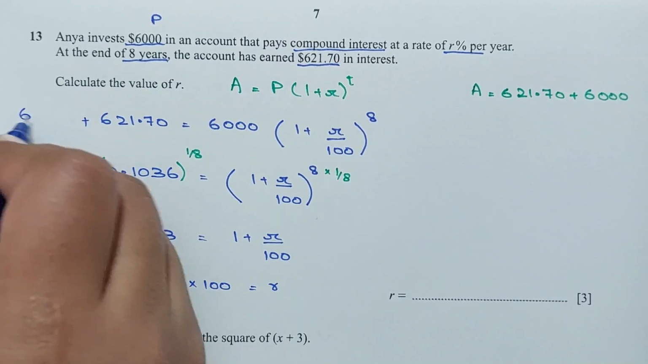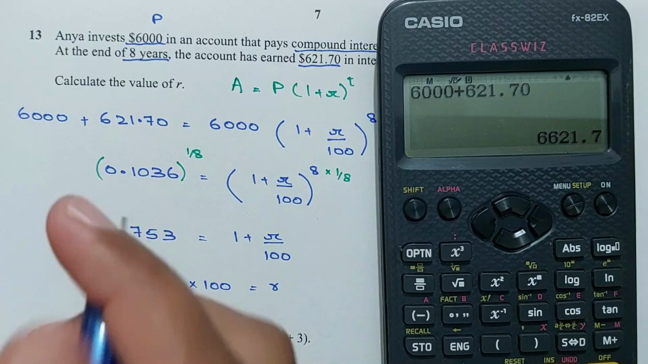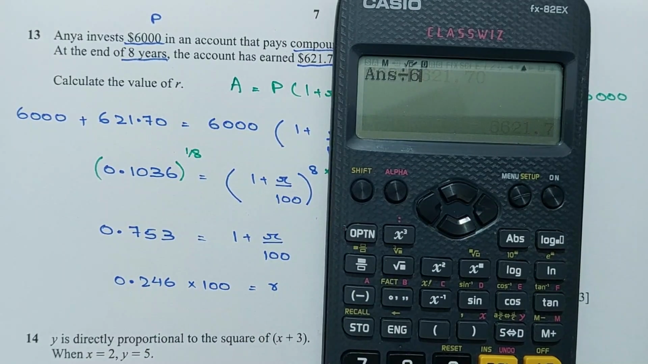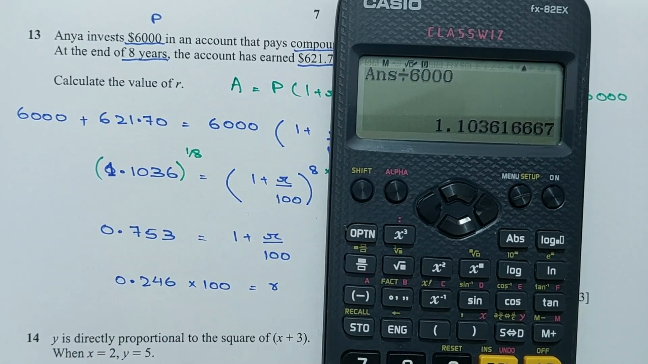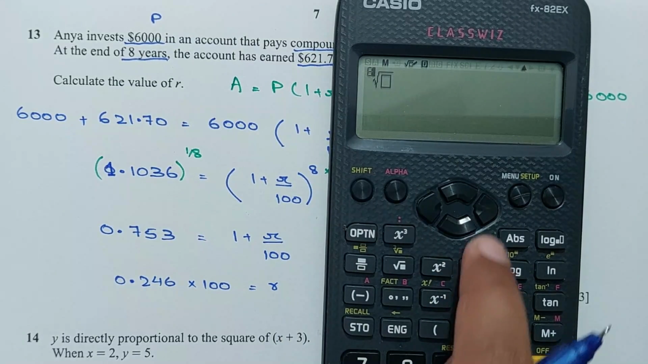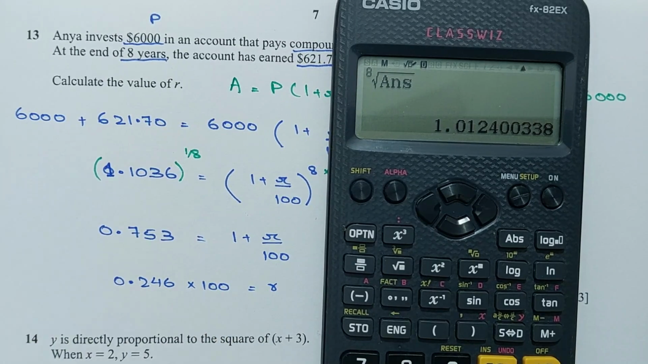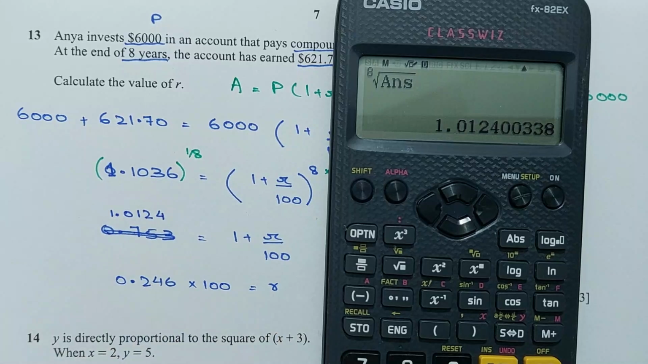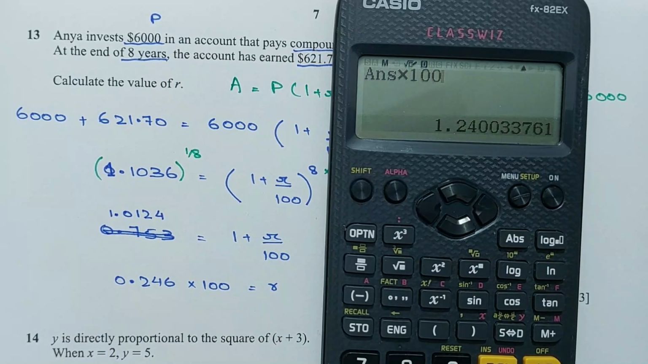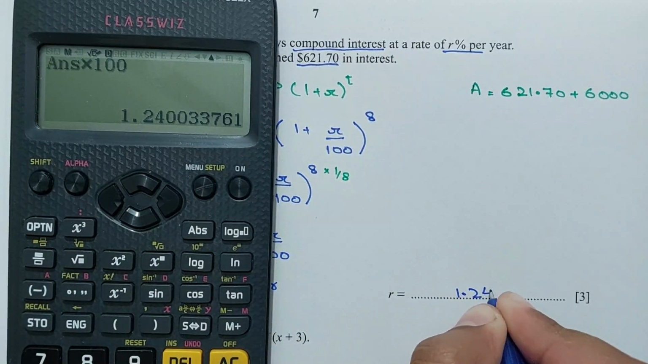So here we have to add 6,000 to 621.70. This would be 6621.70. Okay, and then divide it by 6,000. This should be 1.1036, and take the eighth root of the answer. Over here we have the eighth root is 1.0124. Subtracting 1 and times by 100, we will get r, and this should be equal to 1.24, right?